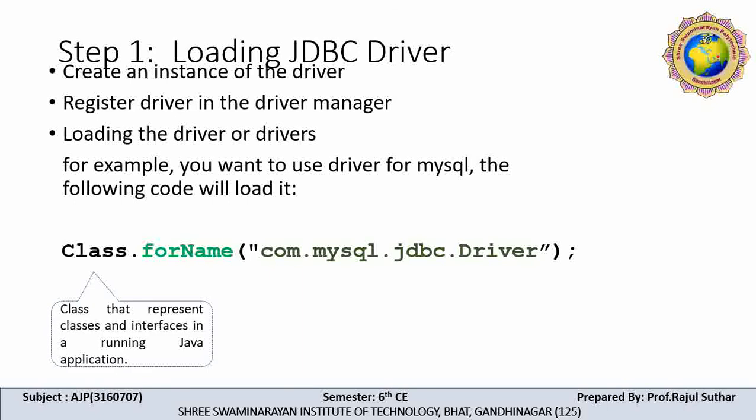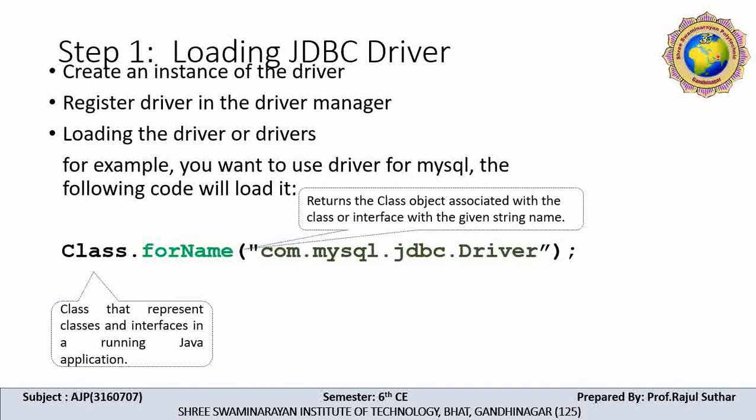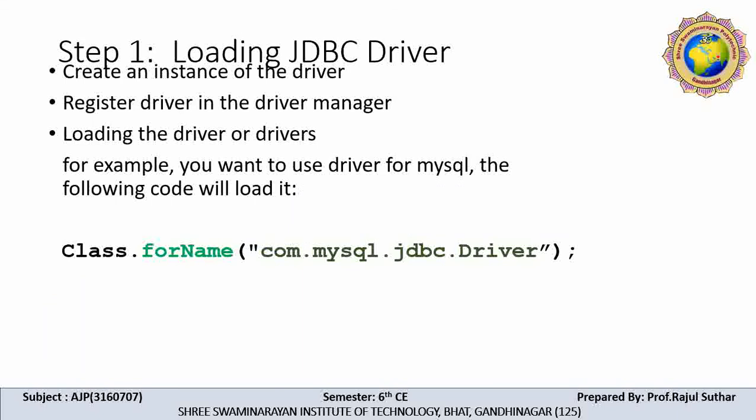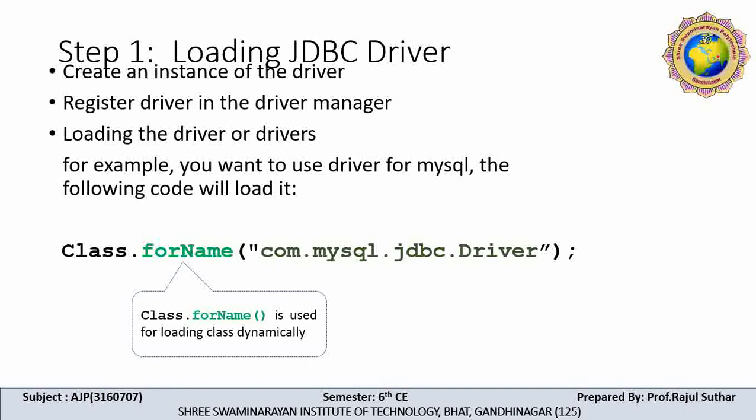com.mysql.jdbc.Driver. Then this is the class that represents classes and interfaces in a running Java application. Then forName returns the Class object associated with the class or interface with the given string name. Here the string is already provided. And what do we mean by forName? So Class.forName is a method. This method is used for loading the class dynamically while we are working with the database. So this method is useful to load the class dynamically.